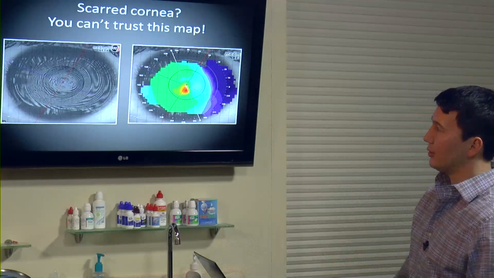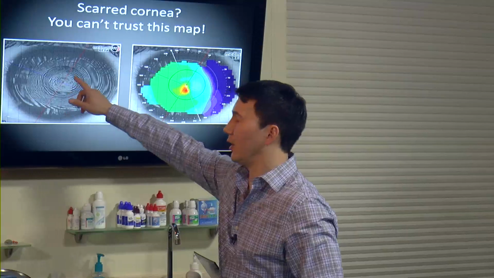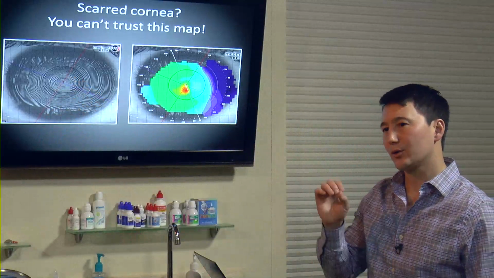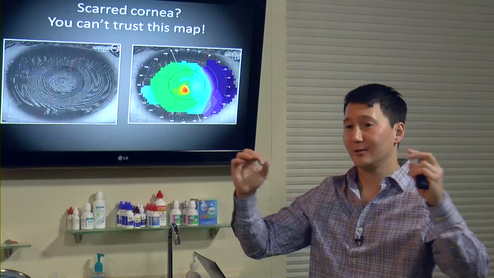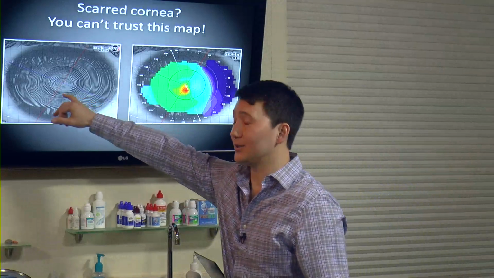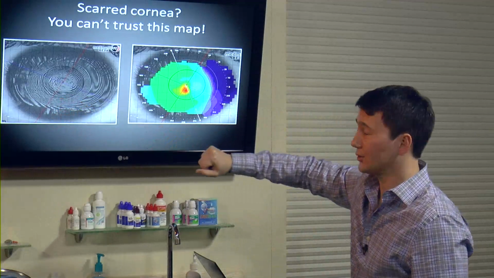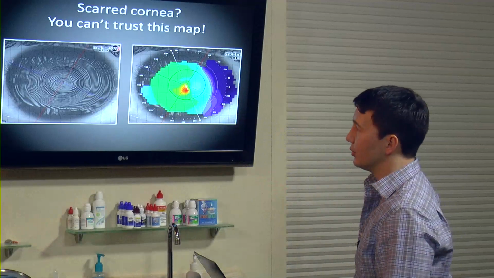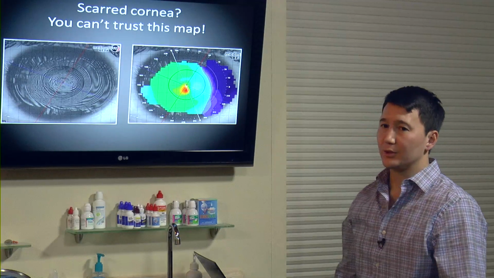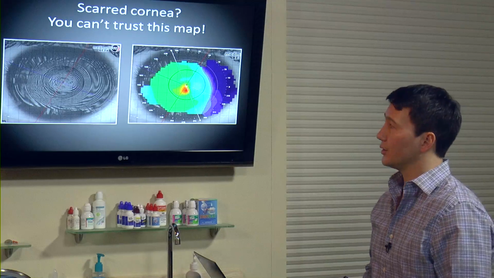You know, here's an example where the central rings are utterly distorted, and a corneal topographer builds the shape and the elevation of the eye from the center to the periphery. So if the center stinks, you have no idea if you can trust the rest of the topography. So this topography here, derived from that placido reflection, is basically useless to us. I don't know if we can trust it at all.